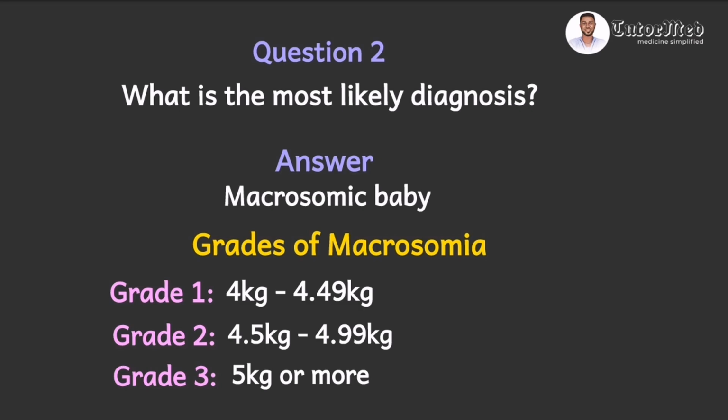And so it means that if you have a baby whose weight is 4.5 kilograms and beyond, according to ACOG, you need to be on the lookout more compared to a baby who has grade 1 macrosomia. However, all macrosomic babies should be evaluated for the possible complications they can have. And so the summary of this question is that the diagnosis is macrosomia or macrosomic baby.